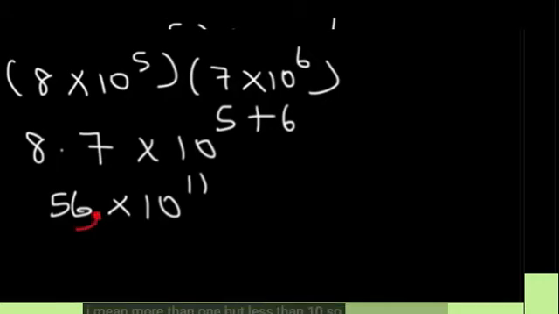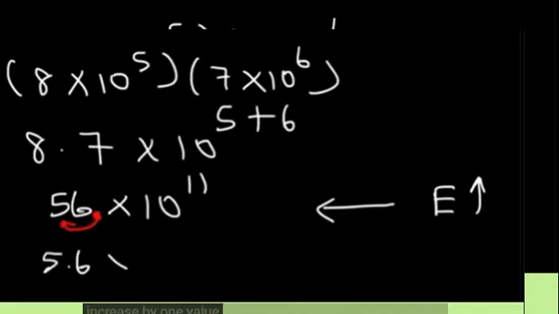So therefore we need to move the decimal 1 unit to the left. If we move it 1 unit to the left, what's going to happen to the exponent? Will it decrease by 1 or increase by 1? If we decrease the number 56 to 5.6, we need to increase the exponent such that the number remains the same. So anytime you move the decimal point to the left, the exponent should increase by 1. So this is going to be 5.6 times 10 to the 12.